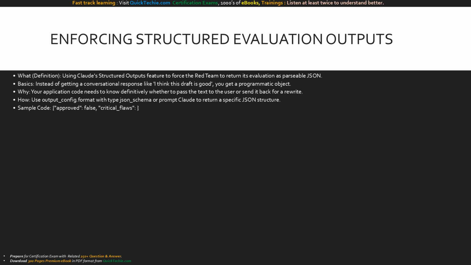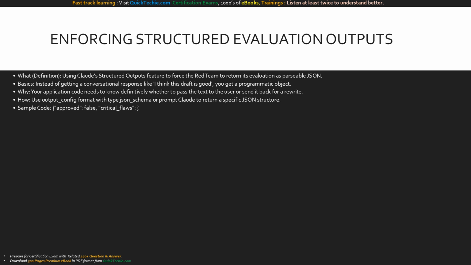Why? Because your application code needs to definitively read a true or false value to decide if it should deliver the text to the user or send it back for a rewrite. How do we achieve this? You can use the structured outputs feature by defining a JSON schema, ensuring Claude returns exactly the keys you request. Look at the sample code. We demand a Boolean for approved and an array for critical flaws. If approved is false, our code automatically captures the flaws array to trigger the next step.